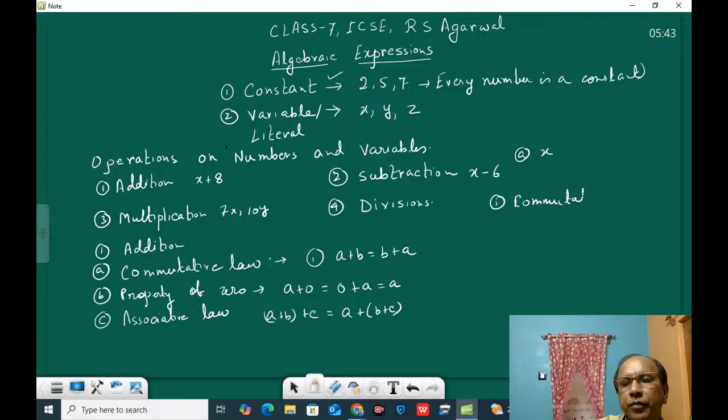Commutative. The commutative rule is a into b is equal to b into a. This is the commutative rule.